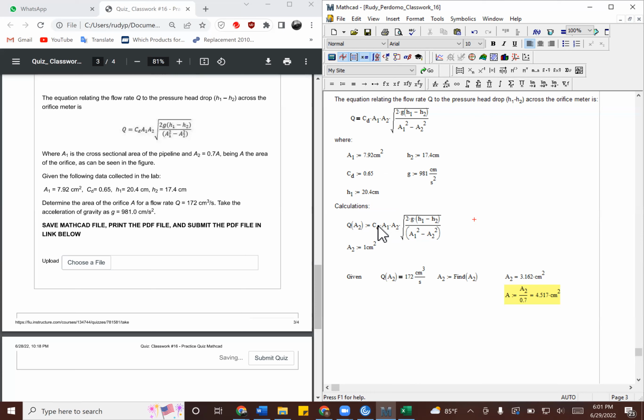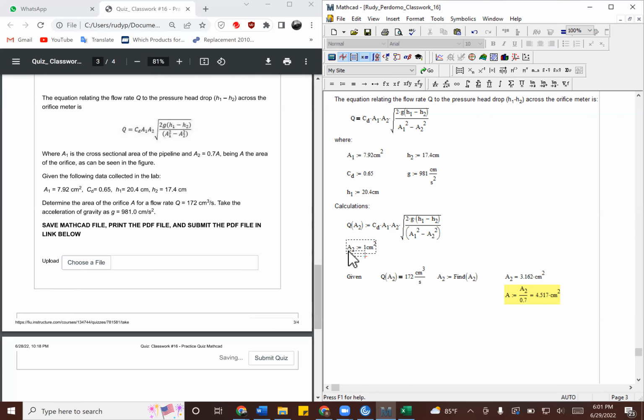Pretty much. If you were to delete this, it would ask you to define A2 because it's looking for A2 but not finding it. And if you were to define A2 equals 0.7A, it would then ask you to define A, but you don't know that. So here, what you're going to do is use the solve block.